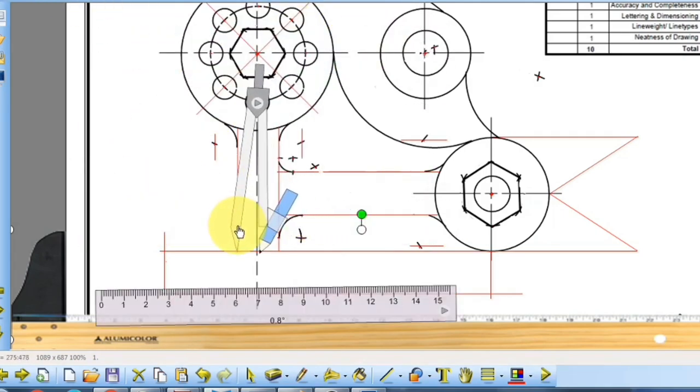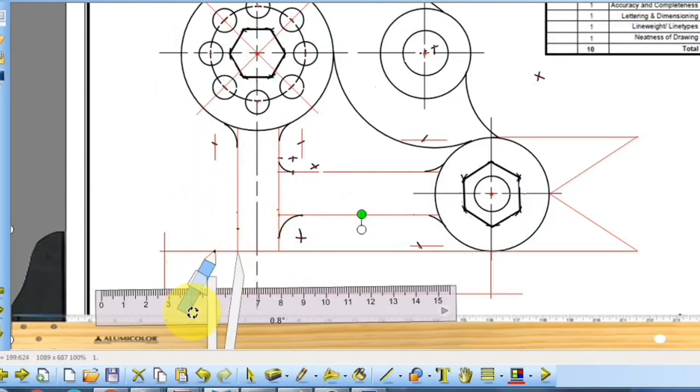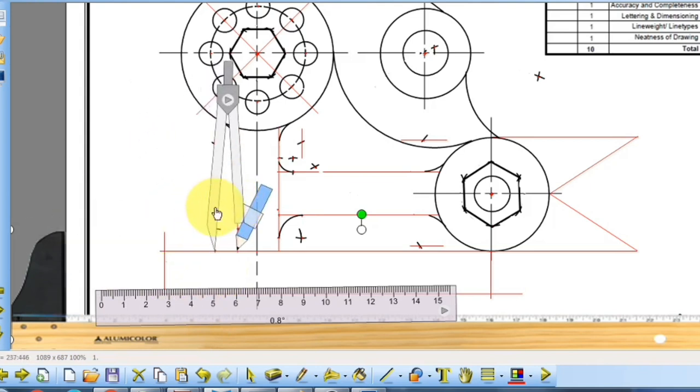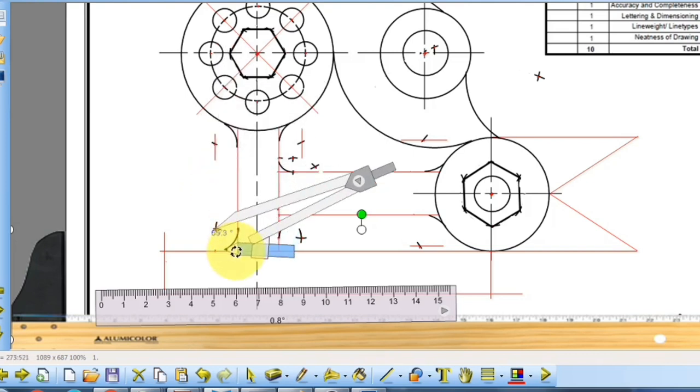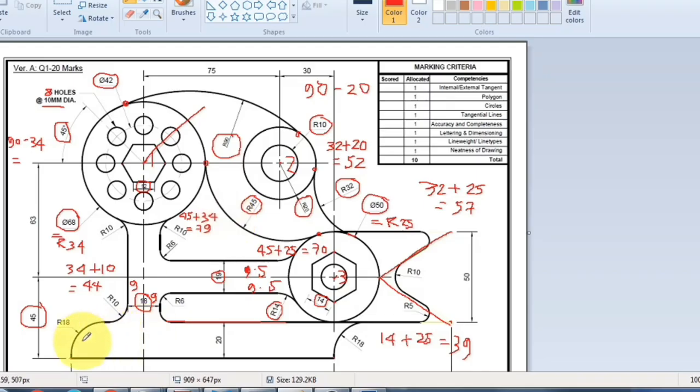So we have here this point, 10, and then down also we have 10. From here, we need to draw an arc, and then also an arc, and now we can draw this tangential arc here, touching these two perpendicular lines, alright, like that.